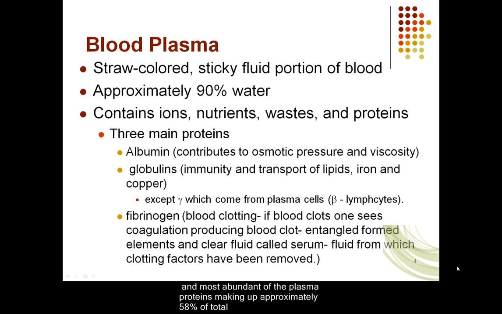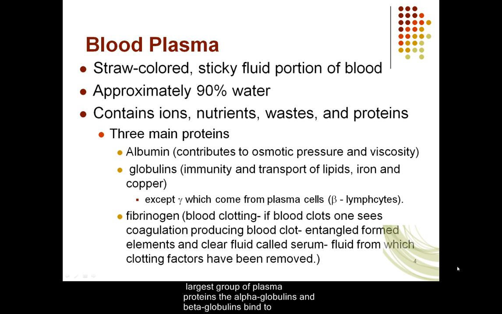Albumins are the smallest and most abundant of the plasma proteins, making up approximately 58% of total plasma proteins. They regulate water movement between the blood and interstitial fluid. Secondarily, albumin acts as transport proteins that carry ions, hormones, and some lipids in the blood.